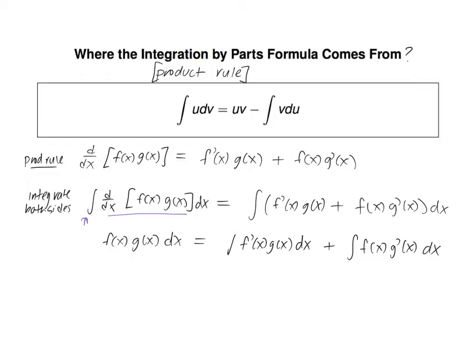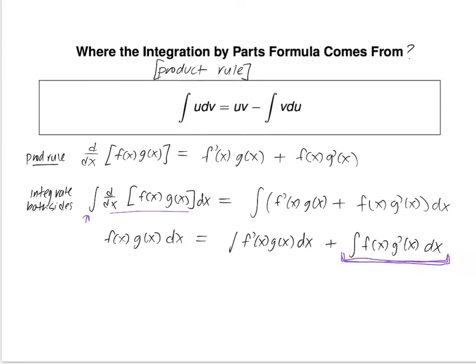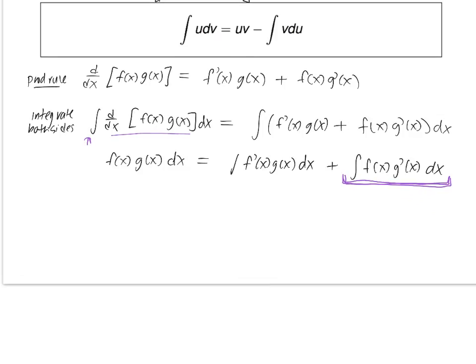Okay. Now what I'm going to do next, I'm going to solve for this guy, as in get it by itself, just like solve for means in Algebra 1. So to do that, I would take the first integral and subtract it to the left side. Does that make sense? Okay, so I'm going to end up with f of x, g of x.